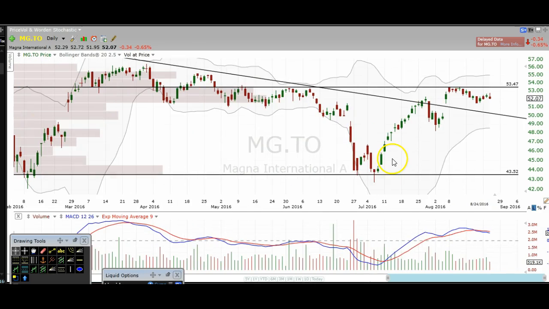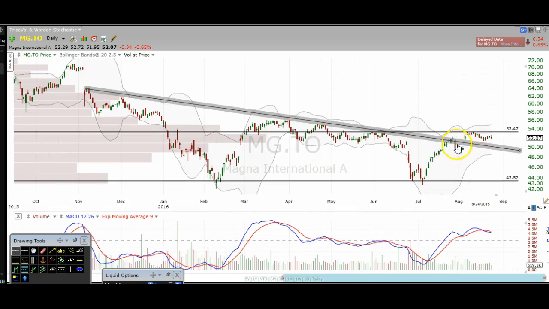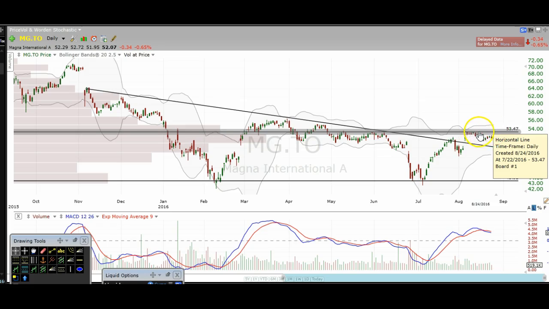I'll zoom in here so you can see it a little better. You can see how many times we got rejected here, here, here, and then here a few times. So that's really going to be the next level that we want to clear on this stock. We broke over this downtrend line. I do think it'll break out higher and eventually over this 5350, but that would be the next hurdle that you want to look for on MG.TO.